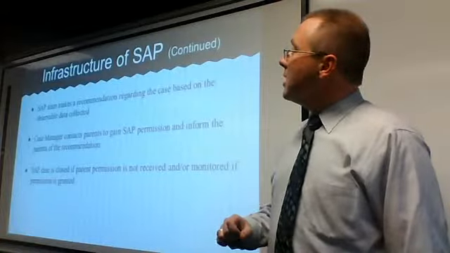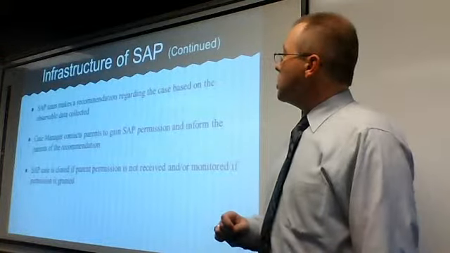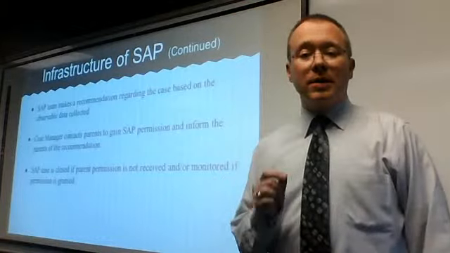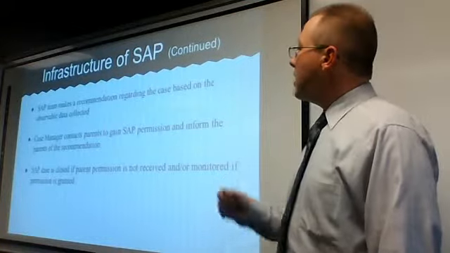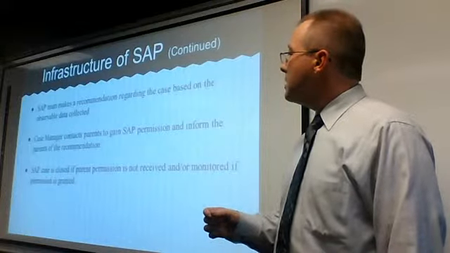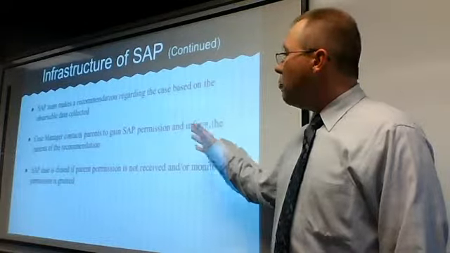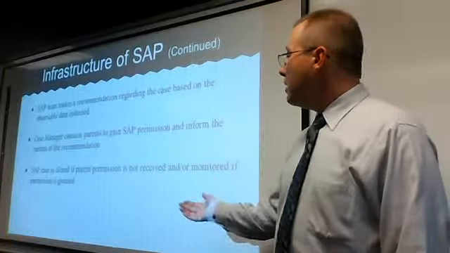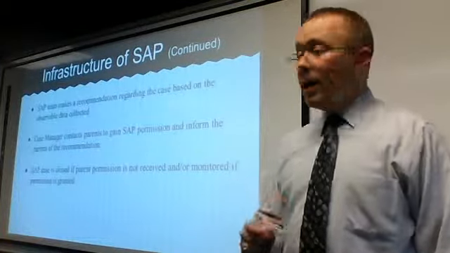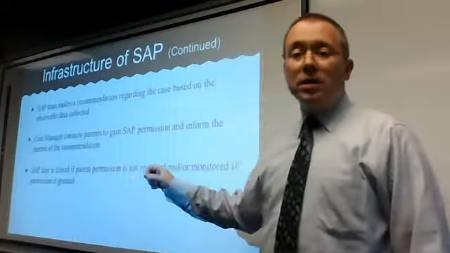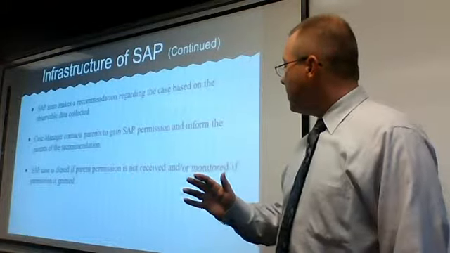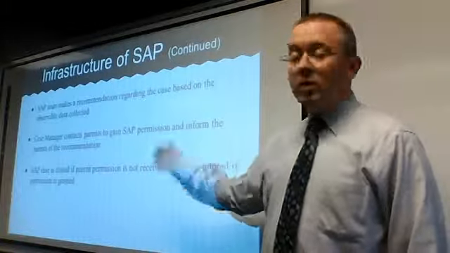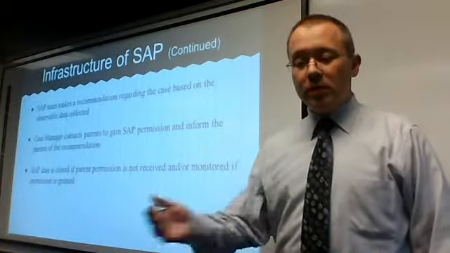After that takes place, the SAP team will make a recommendation regarding the case based upon the observable data collected specifically. The case manager will contact the parents to gain permission and inform the parents of what recommendation was made. And then hopefully the parent permission is received. If not, the case is closed. But if the permission is received, then the SAP process will be monitored because of the fact that permission was granted and services would be begun.